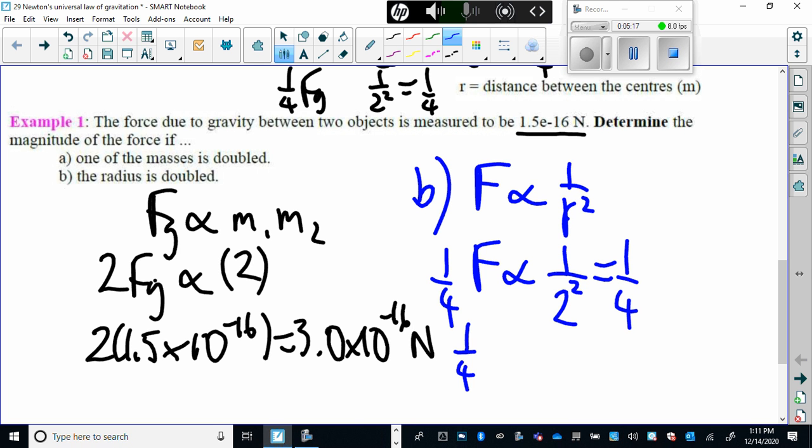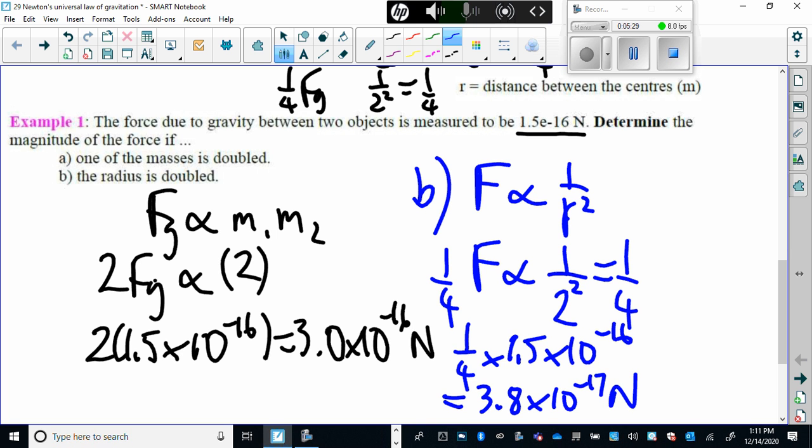So I'm just going to go a quarter times 1.5 times 10 to the negative 16, and that's going to give me 3.8 times 10 to the negative 17, which makes sense. If I move two objects further apart, the gravitational force between them is going to be less. In fact, it's going to be a quarter of what it was in this specific case.